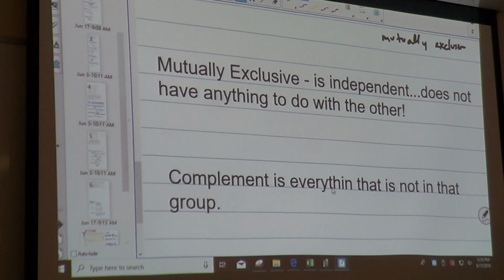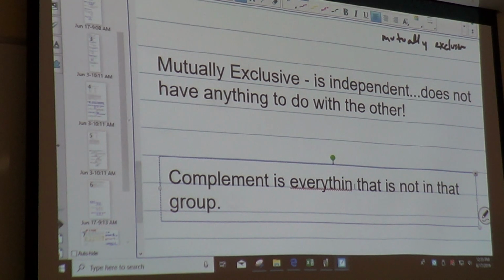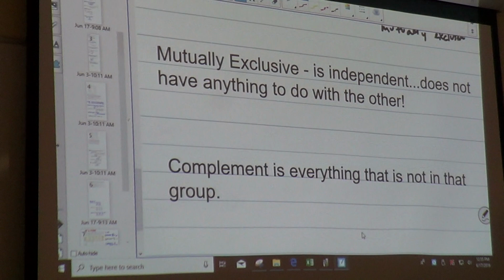A complement is everything that is not, oops, I forgot my G. Everything that is not within that group. So it's the not, the everything else.